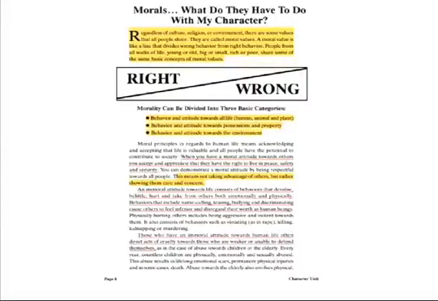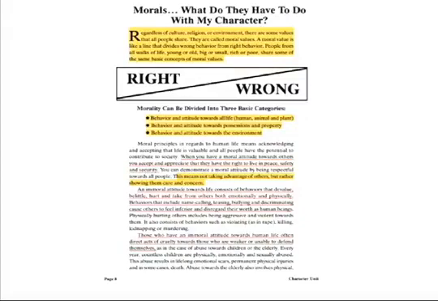Okay, so morals. What are morals and why are they important to society? And how do we form those morals? Well, morals are like that line you see right there. It's like a line drawn between right and wrong. If you have positive morals, you're going to do the right thing. If you're immoral, you're going to do the wrong thing.